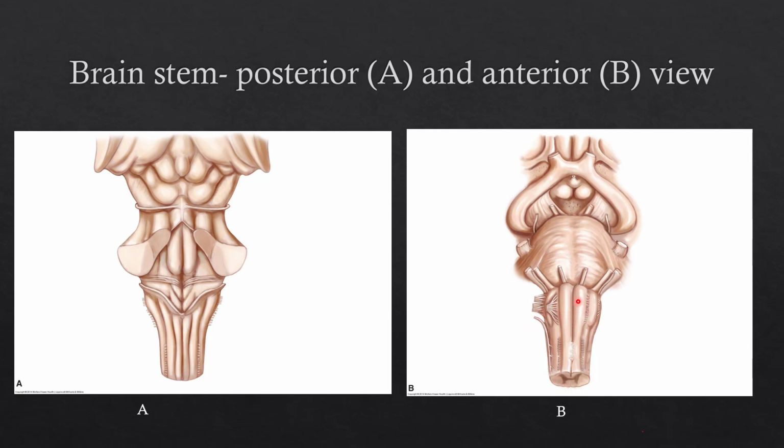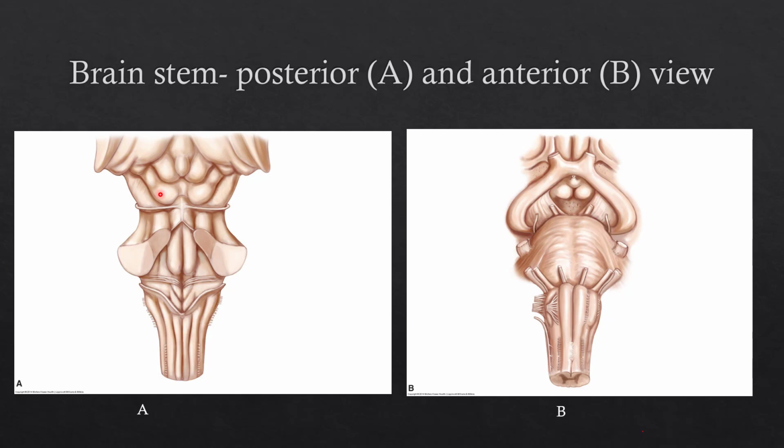And in the center, you'll find the two bumps or elevations, which are also known as the pyramids. These pyramids have the fibers of the corticospinal tract. We'll go into a lot more detail about the corticospinal tract when we are doing the motor pathways. But for now, you just need to know that this landmark here is known as the pyramid, which is located on the medulla.